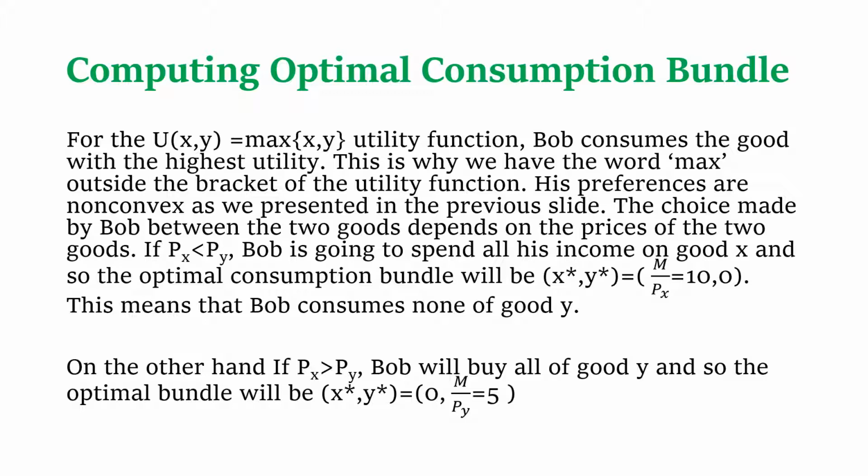Now, the next scenario, if the price of good X is greater than the price of good Y, then it means good X becomes relatively more expensive and good Y cheaper. So he's going to spend all his income on good Y. And so in that case, we have M over Py, which is 5, and then 0 for X. Okay? So this happens, let's say, if the price of good X were like $5, and the price of good Y is $10. So he's going to spend everything on good Y.